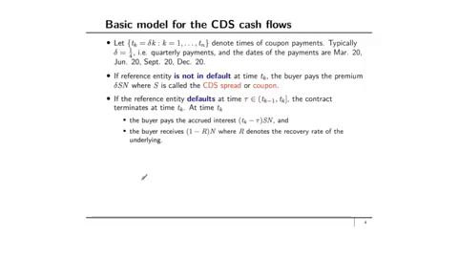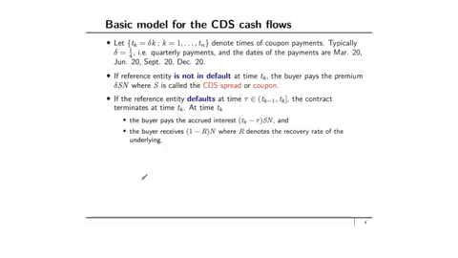So the basic model for the CDS cash flow that we're going to be using in this module is what we saw in this example. There will be a fraction delta, which is a fraction of a year, times k, which gives the times at which the coupon payments are going to happen. Delta typically is 1 quarter, that is quarterly payments, and the dates of the payments are also set: March 20th, June 20th, September 20th, and December 20th. If the reference entity is not in default at time T_k, the buyer pays the premium delta, which is the fraction, times S, which is the spread, times N, which is the notional principal.